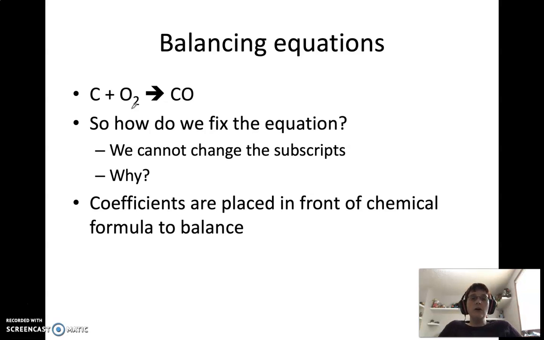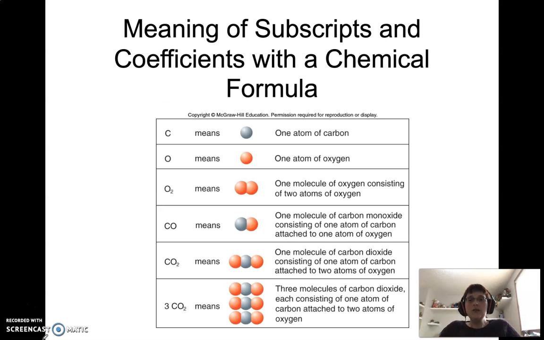We're going to use what are called coefficients. Coefficients are big numbers that are placed in front of a chemical formula in order for us to balance the equation. So what we're going to do, and this is not going to balance this equation, but we're going to write a big number like that in front of the equation in order for us to be able to balance it. Okay? So here's what that would look like.